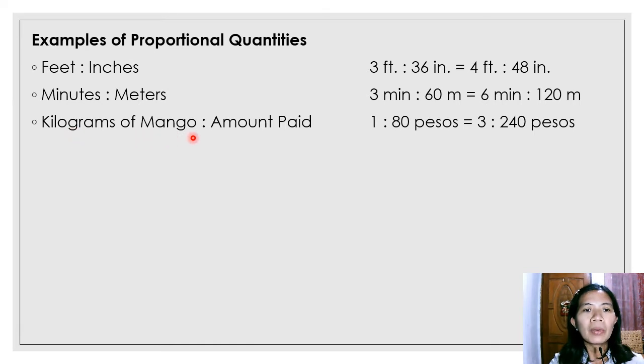Next, kilograms of mango is to amount paid. This is an example. If you are buying a kilo of mango or any fruit, 1 kilo is to 80 pesos, equal to 3 kilos is to 240 pesos. So they are proportional quantities.